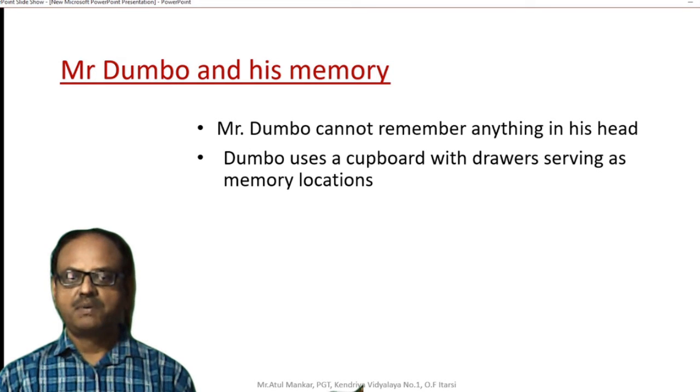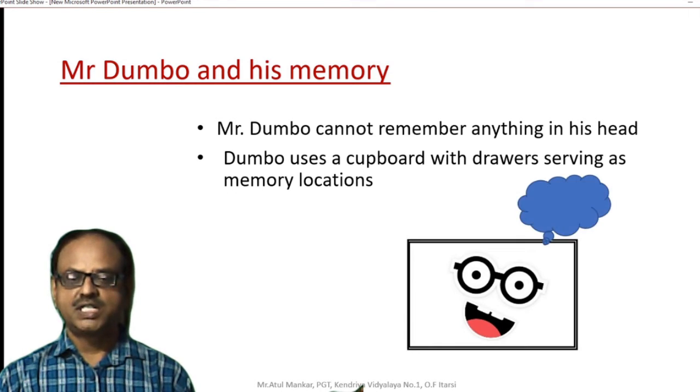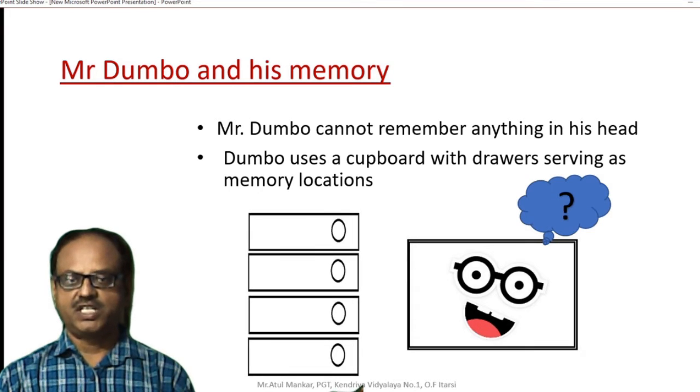Dumbo uses a cupboard with drawers serving as memory locations. So he has a memory location in the form of a cupboard. This shows that he does not remember anything, so he is always confused about what is to be done, and again we will have to provide the instruction. The drawers used for memory locations are placed one above the other, and these drawers will be opened, the input is taken or output is given, and the drawer is again closed.